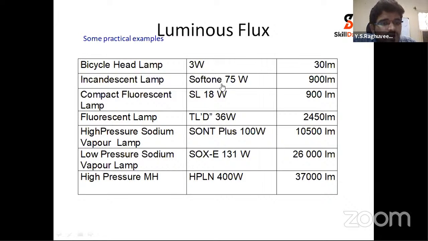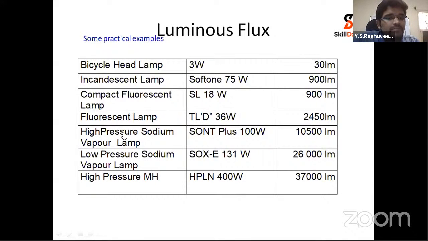Next, we have compact fluorescent lamps, the CFL lamps. The basic CFL lamps start at 18 watts, and this also gives a lumen output of 900 lumens. Fluorescent lamps are nothing but the tube lights, the general tube lights we have at home, apart from LED tube lights. Those are called fluorescent tube lights, and they give a lumen output of a basic 2450 lumens.